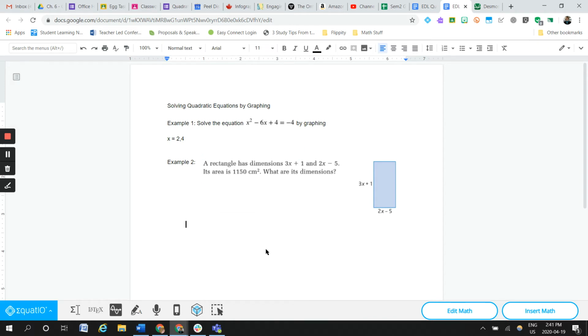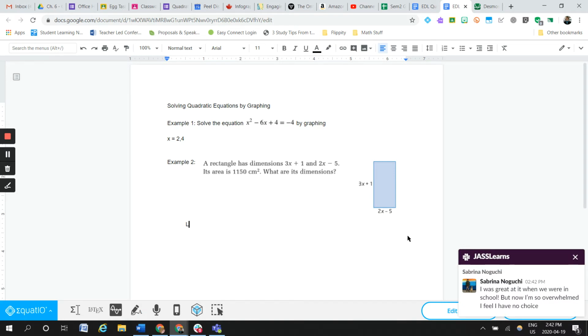Example 2, this one we're going to use an actual context question. So a rectangle has dimensions 3x plus 1 and 2x minus 5. And we need it to have the area 1,150 square centimeters. What are the actual dimensions is what we want to know. So here we've been given a picture of what that looks like. And we know we're looking at area. So that means I need to create a model that represents the area.